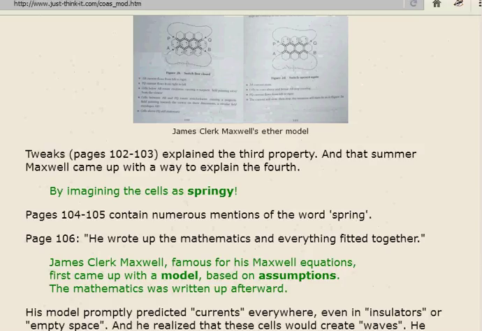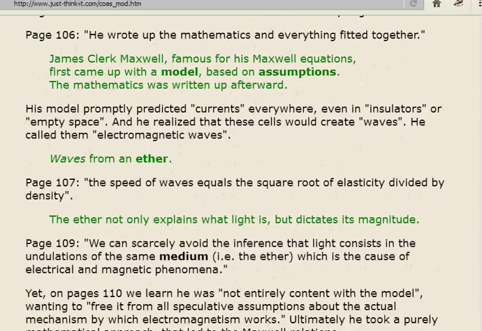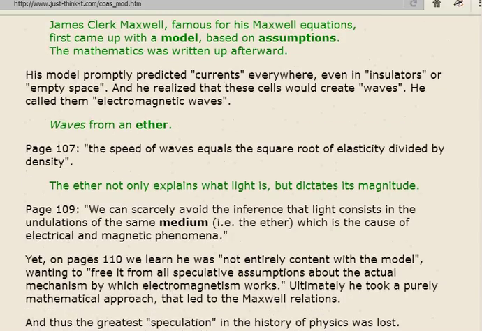James Clerk Maxwell, famous for his Maxwell equations, first came up with a model based on assumptions. The mathematics was written up afterward. His model promptly predicted currents everywhere, even in insulators or empty space, and he realized that these cells would create waves. He called them electromagnetic waves. Waves from an ether. Page 107, the speed of waves equals the square root of elasticity divided by density. The ether not only explains what light is, but dictates its magnitude.